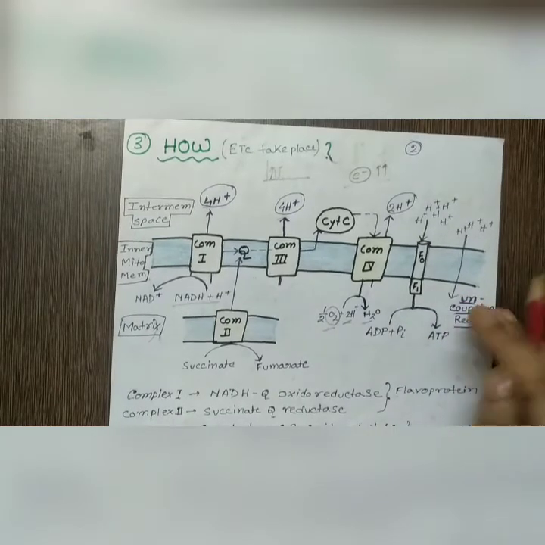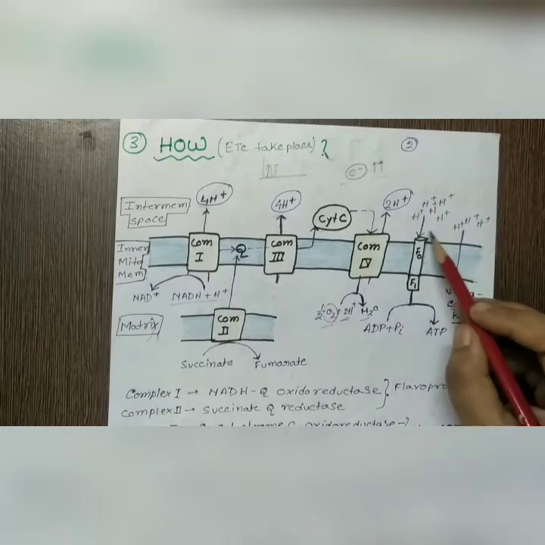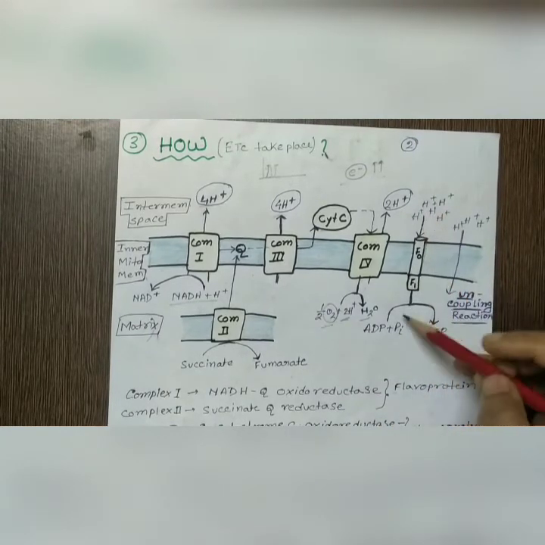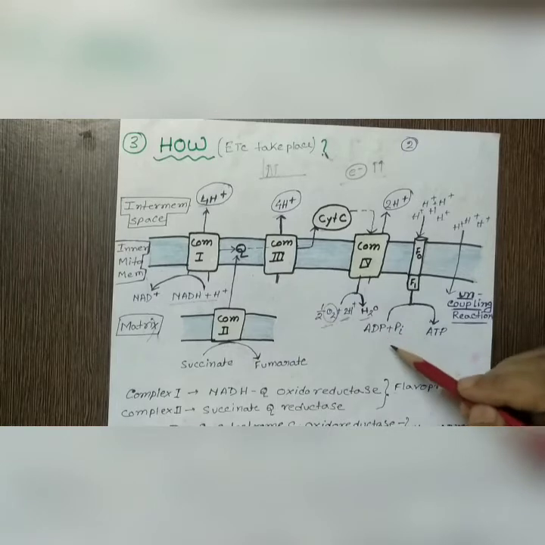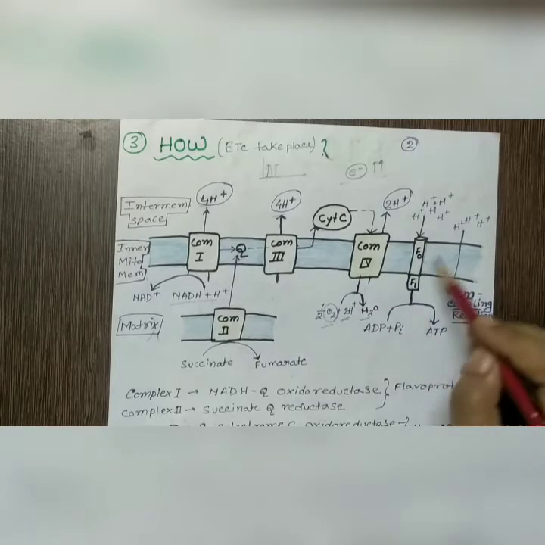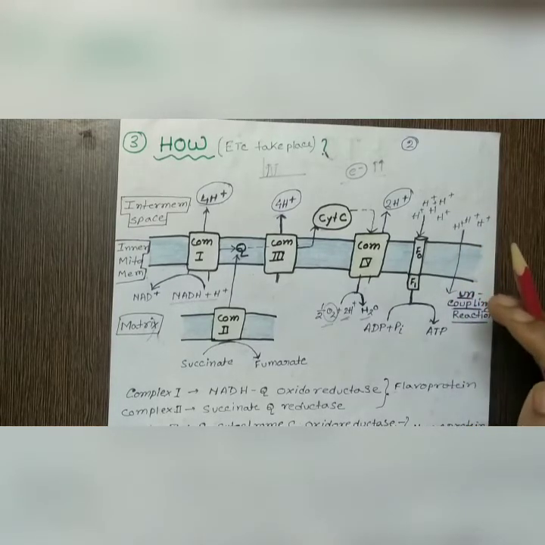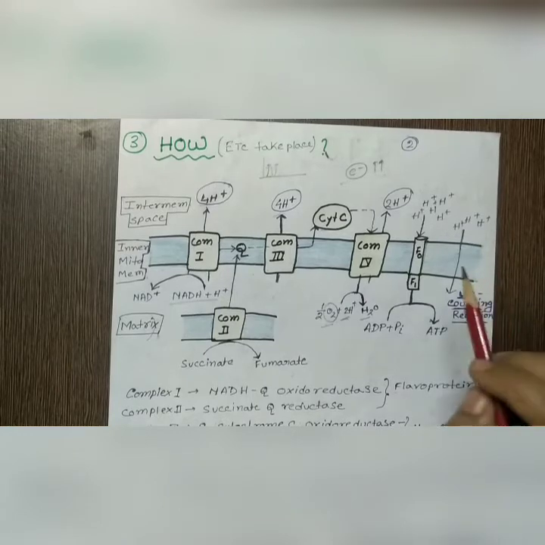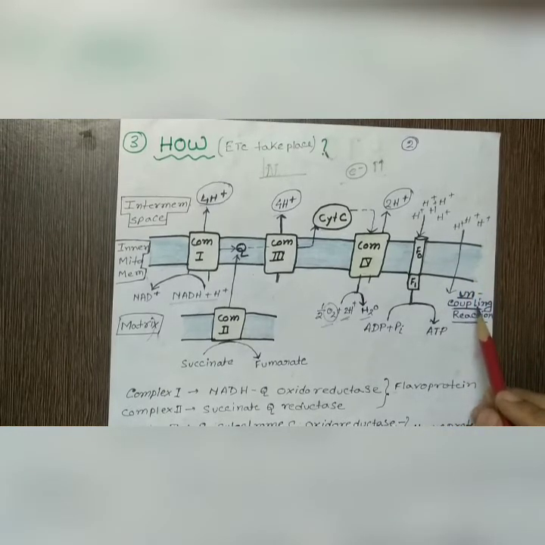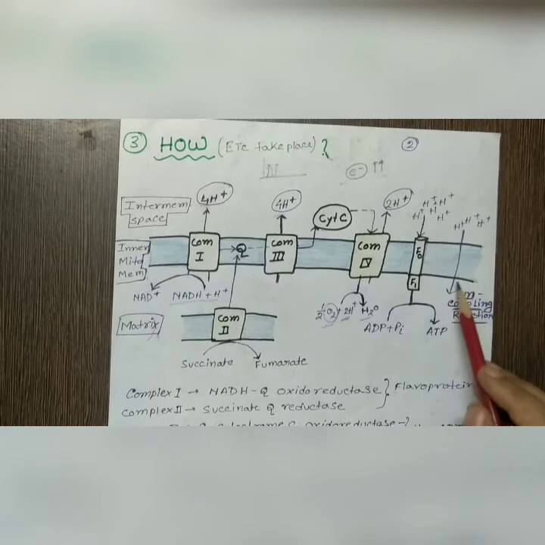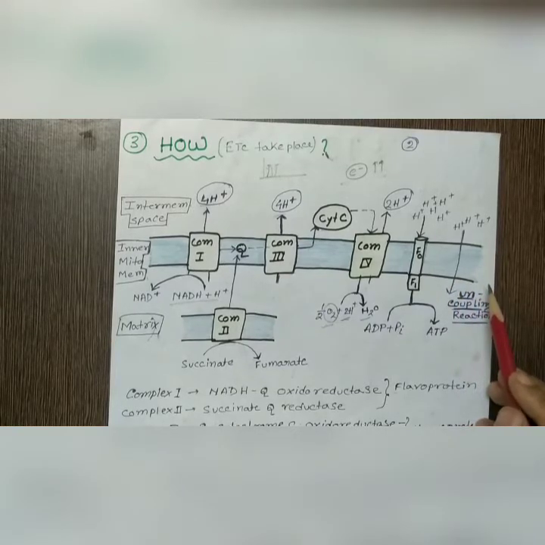Now, not all protons come into the matrix through this mechanism. Some cross over, but they release their energy as heat, right? So this is not part of our discussion. They are called an uncoupling reaction. They actually release energy as heat.